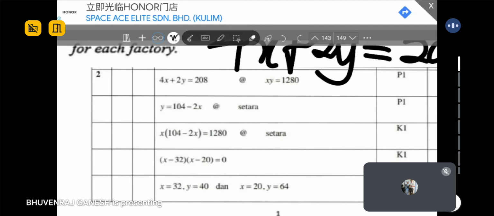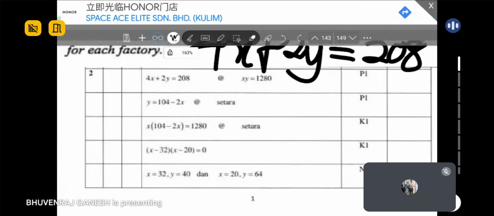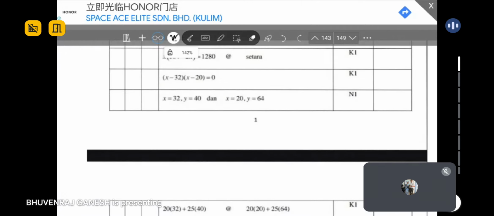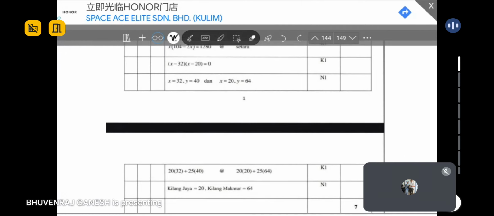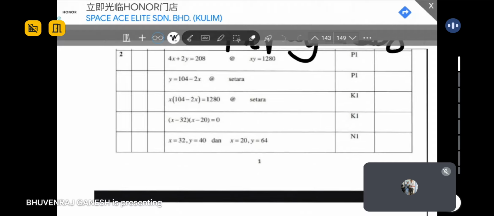So you can solve it already. Just use the substitution method, kaedah penggantian. Then you get the answer. Are you clear? So you got two sides of the answer, dua jenis jawapan. Okay, so go on guys.